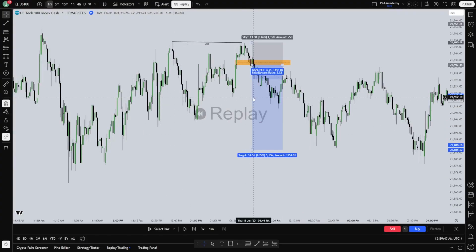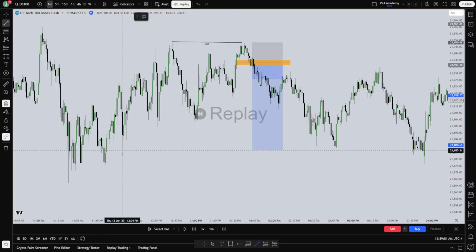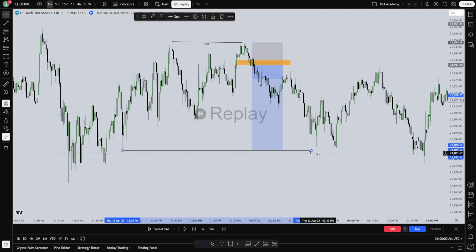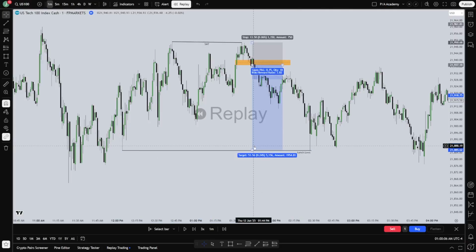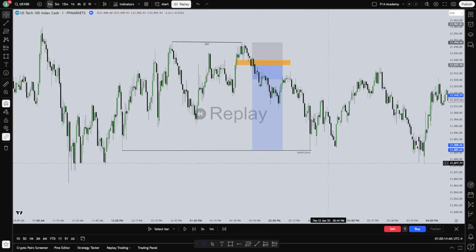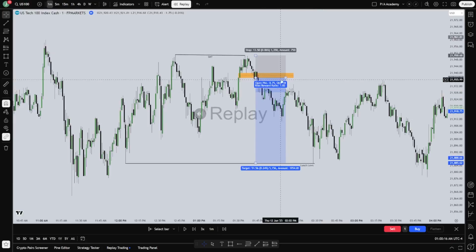So this is a PM trade targeting lows during the lunch hour. So your first take profit could be this fair value gap. Second could be these lows, and then the lunch lows, of course, you could leave it on your 4.